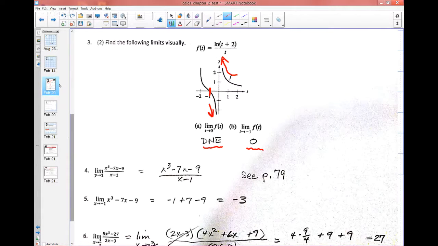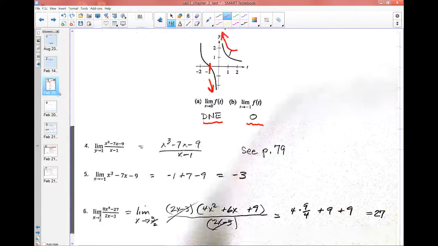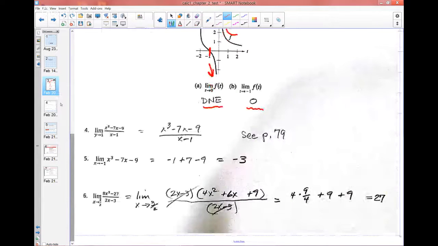Okay, number 4. This is the one that only 2 people got correct, which I was really disappointed in. It's actually extremely basic. It's asking what happens to that quantity there, x cubed minus 7x minus 9 over x minus 1, as y approaches 1? There's no equation here. There's just an expression in x, and y could do an Irish jig. It doesn't affect that expression at all, and that's why the answer is that it doesn't affect it at all.